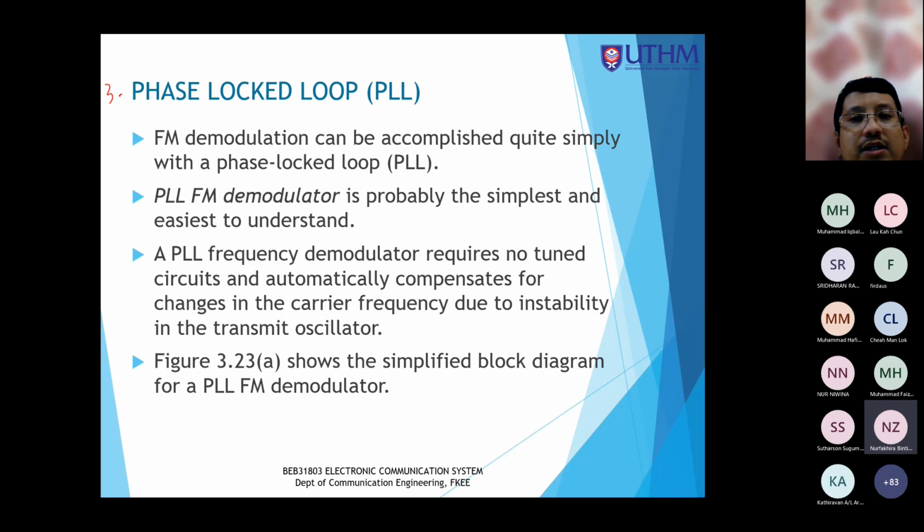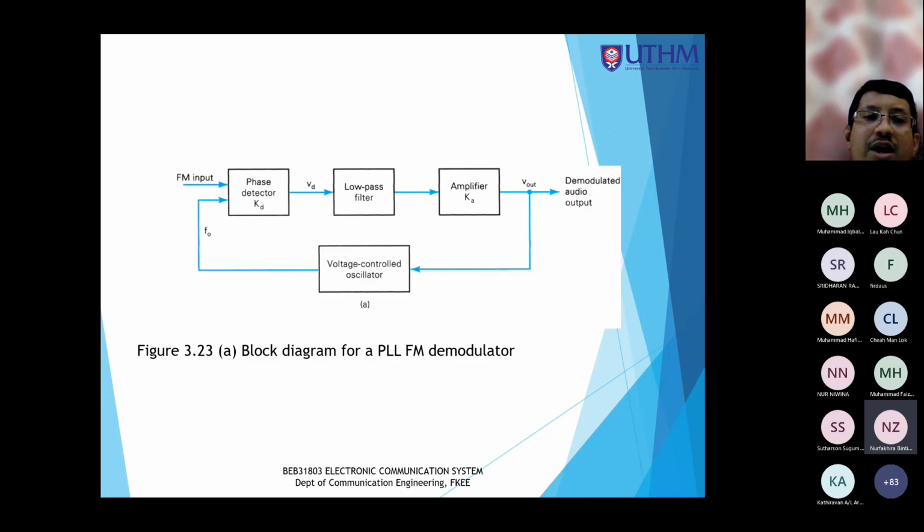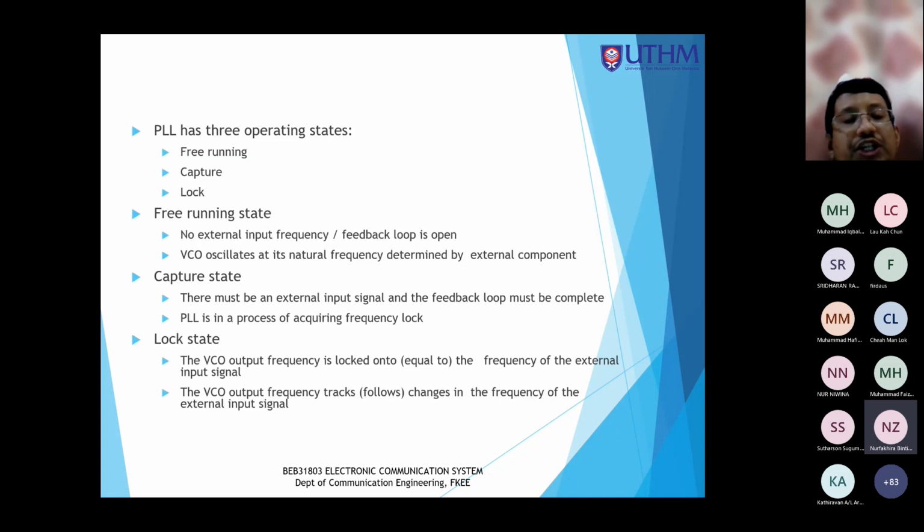PLL probably is the simplest and easiest to understand. And we have asked this question in the previous final exam. PLL also has been asked a few times in the previous semesters' final exams, where we asked the students about the process that happens in the PLL. Okay, so what are the questions that we asked? Actually, we asked about these three processes. PLL has three operating states, which we call free running, capture state, and also lock state.